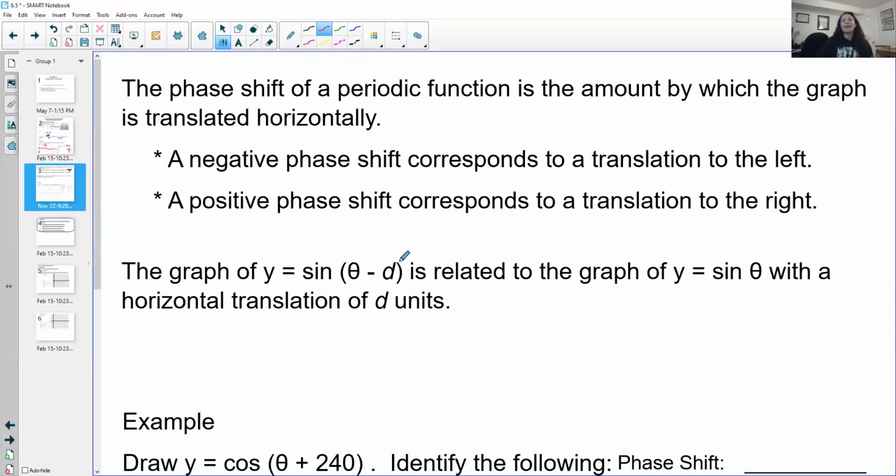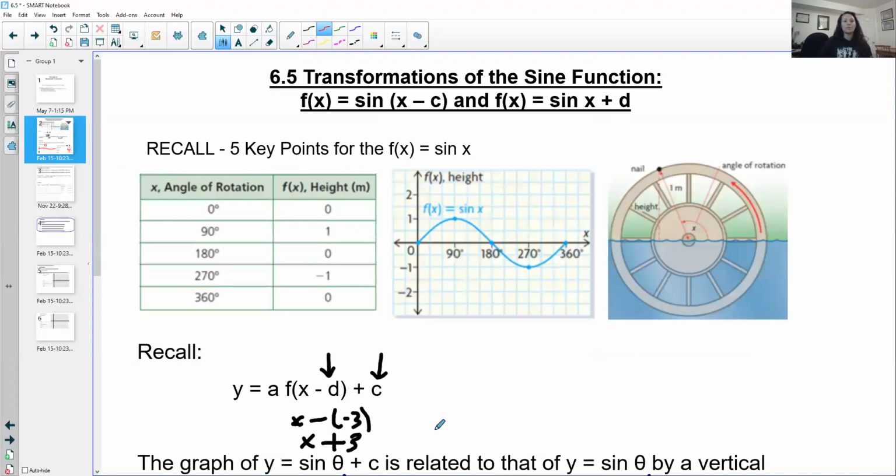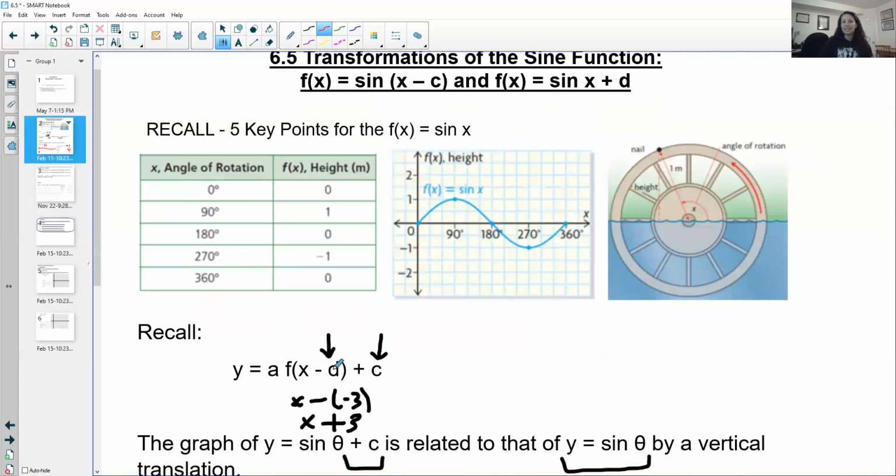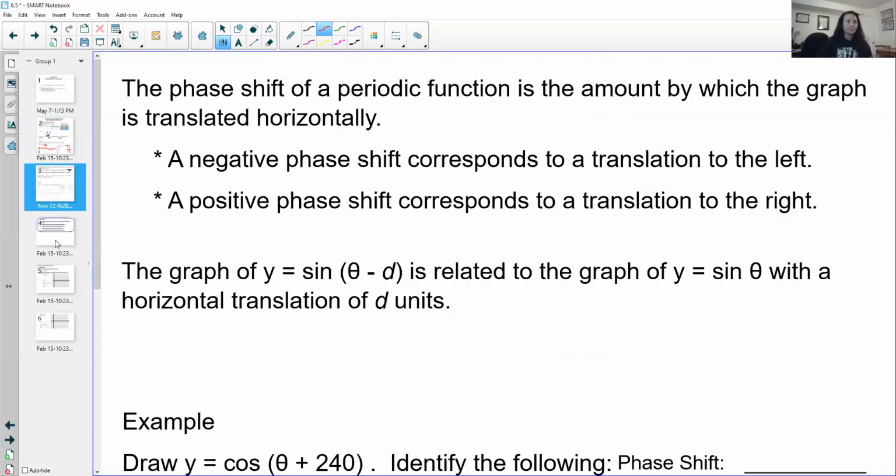Okay, now what happens if our number is being added or subtracted to your angle? So let's come back up here to our review. There it is. It's like having a number added or subtracted inside your brackets or inside your function. So if you see the brackets and the numbers on the inside, it's going to be a left or right shift instead of an up or down one. So these are called phase shifts.